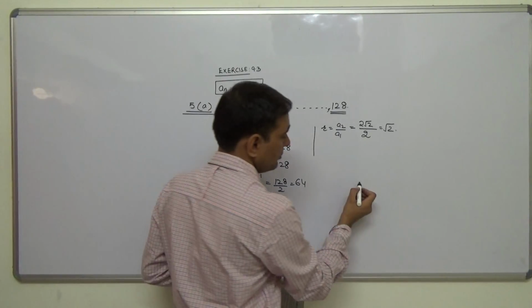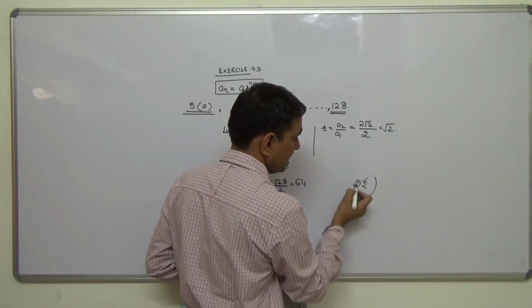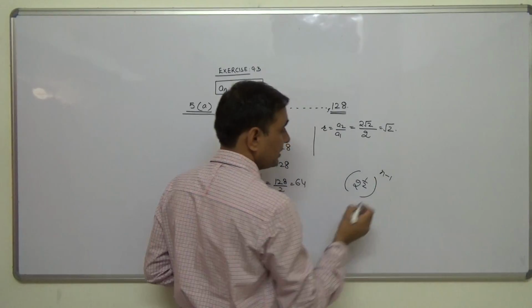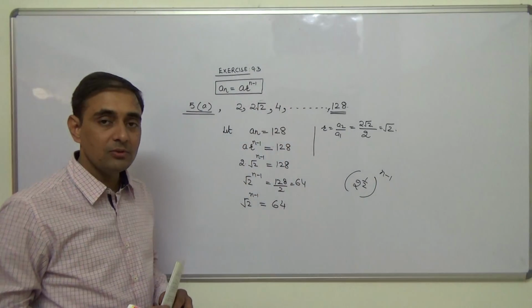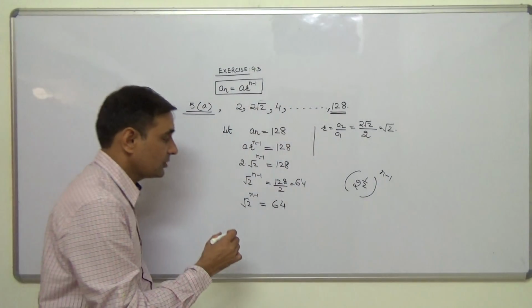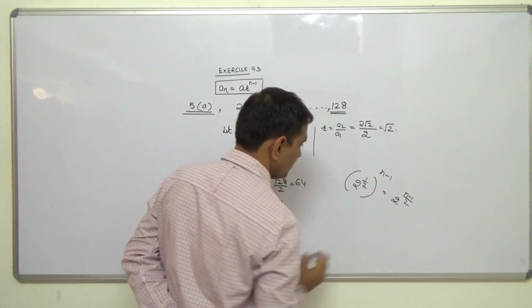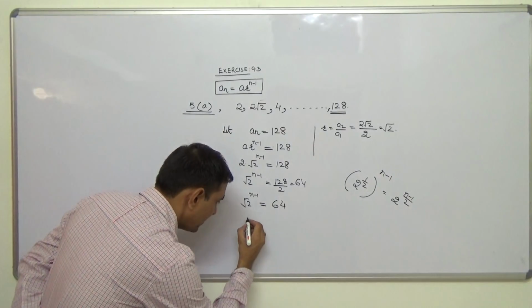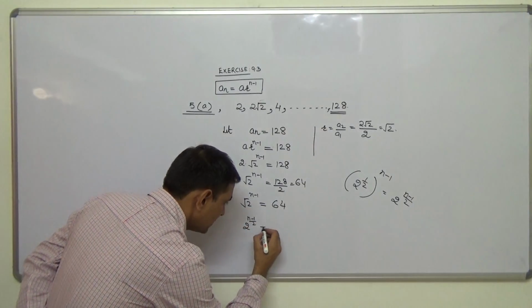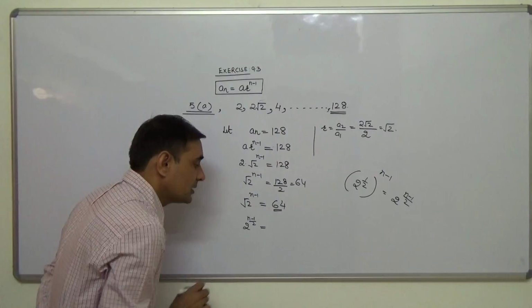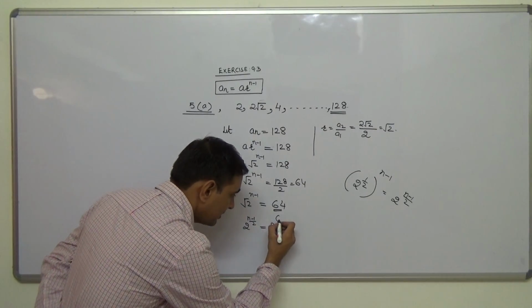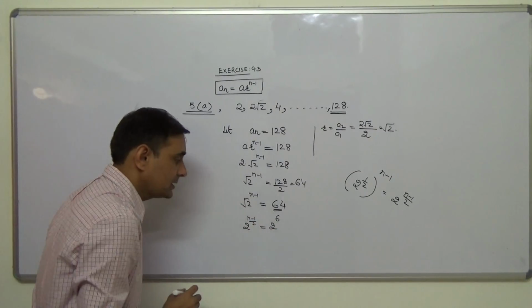What is root 2? Root 2 is 2 raised to power half and this has power n minus 1. When there is a power over a power, the powers multiply, so it will be 2 to the power n minus 1 upon 2. This is equal to 64. We can write 64 as 2 raised to power 6, right?